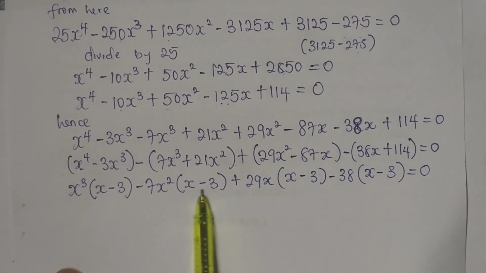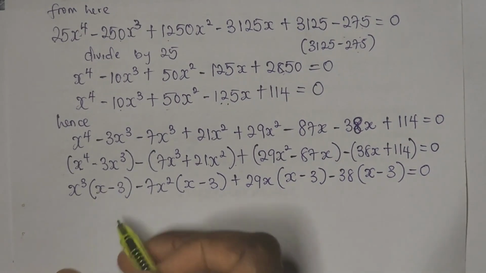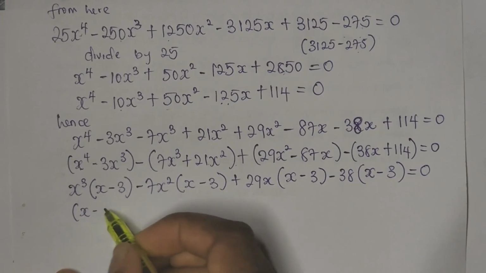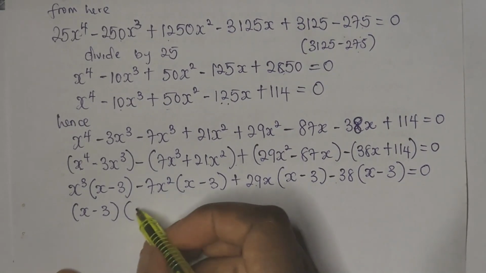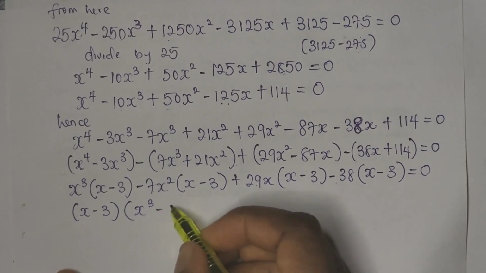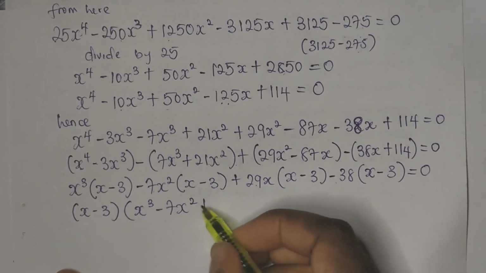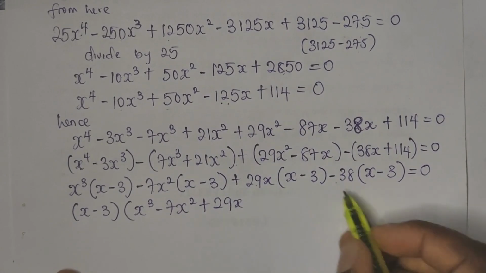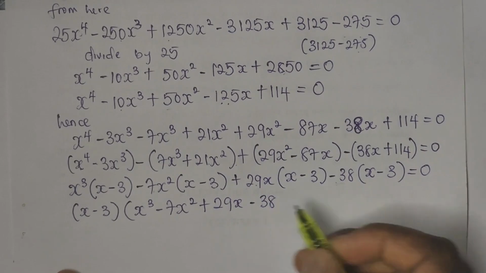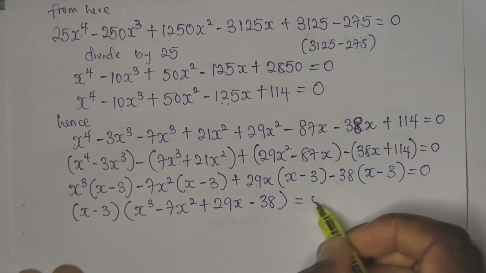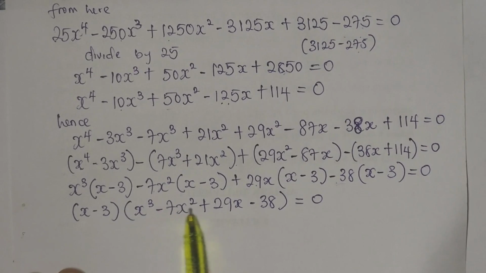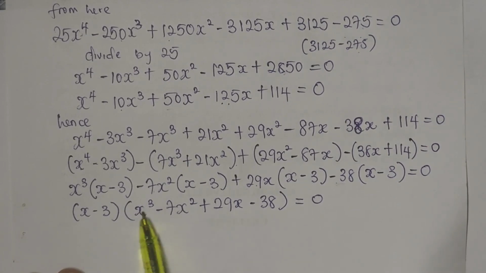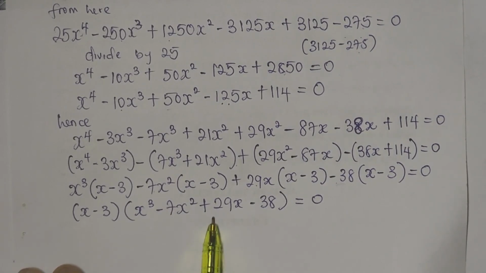So this is unique for each of the values. So we then have x minus 3 times this. We pick all the terms outside the bracket. We have x to the power of 3 minus 7x to the power of 2 plus 29x minus 38, all equal to 0. So this simply means we have a linear equation and we have a cubic equation, but we can still reduce this cubic equation into a linear equation and a quadratic equation.